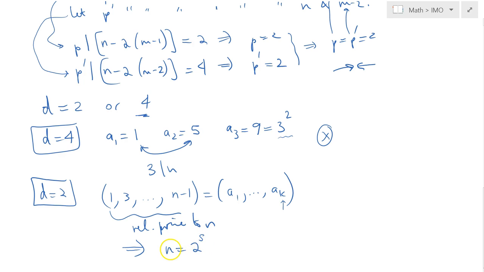So that's the only possibility, and that solves our problem. Here, if, for example, n had another prime factor, that prime would have appeared in this list. So that's why we had only one choice, and it has to be this form. And that solves our problem.